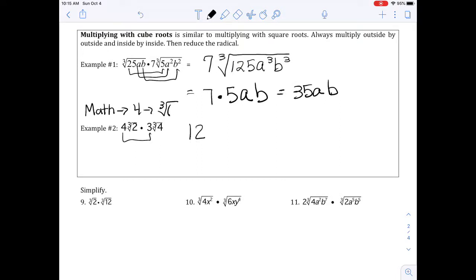4 times 3 is 12, times the cube root of 2 times 4 is 8. The cube root of 8 is 2. 12 times 2 is 24.